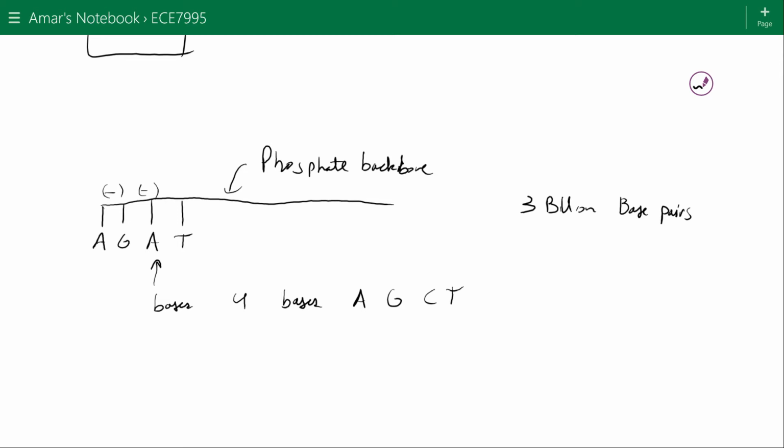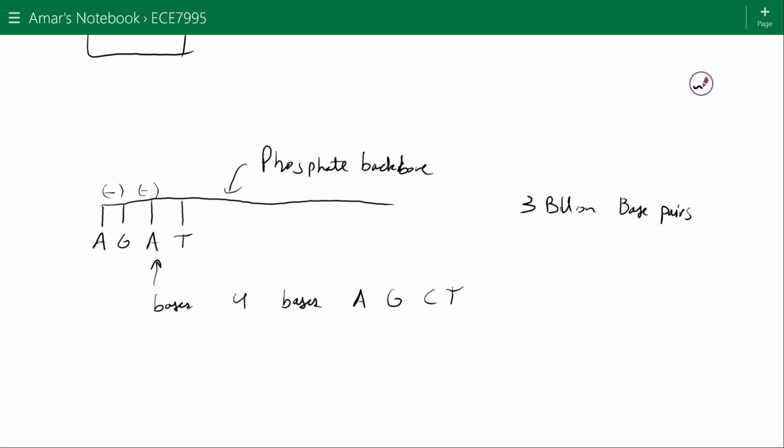There's a lot of interest in figuring out, if you were to take a sample from my body, what my genetic sequence is. That's called DNA sequencing, and that's a very hot field right now. How can you sequence such a long length of DNA?